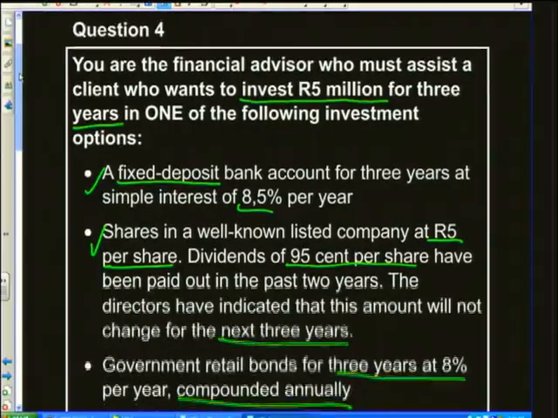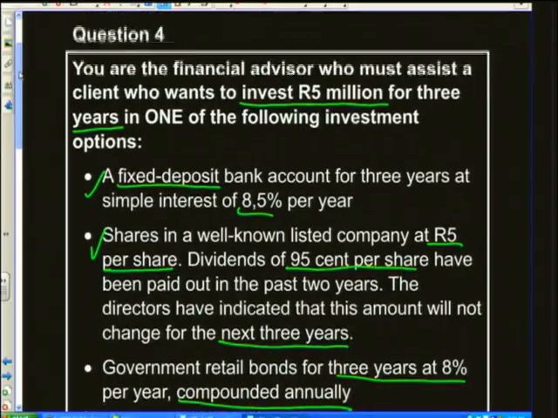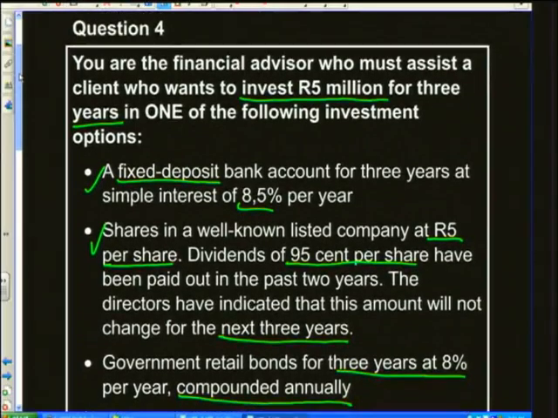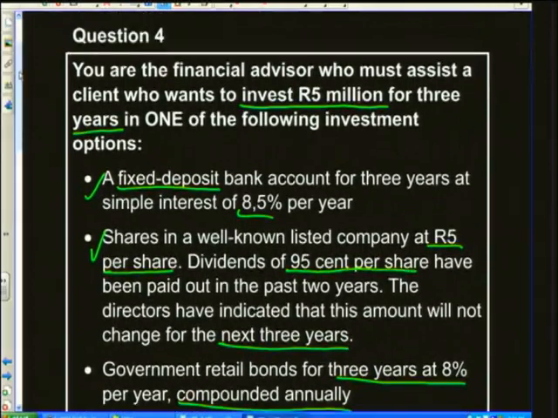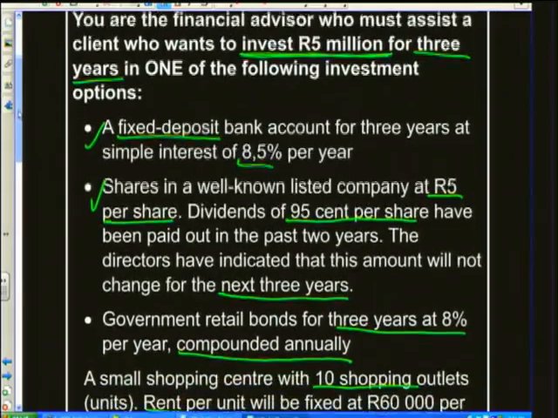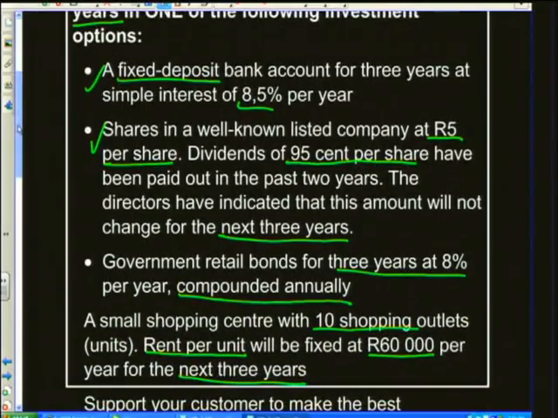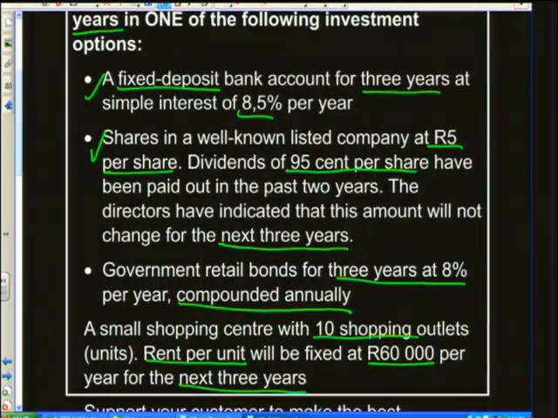the essay. And we need to underline the important parts. So if we look at question 4 here, they've given me this little story here. So now I'll go through and I underline the important parts. So like invest 5 million. For how many? For 3 years. Okay. Fixed deposit. That was the first thing they said. 8.5% per year for 3 years.